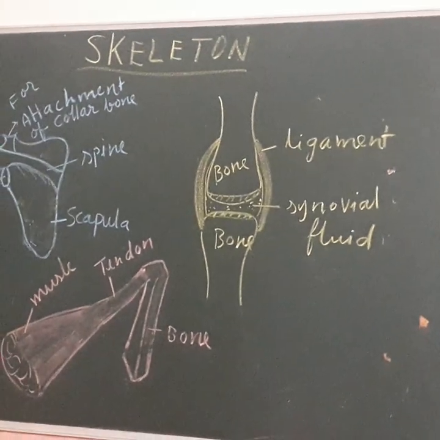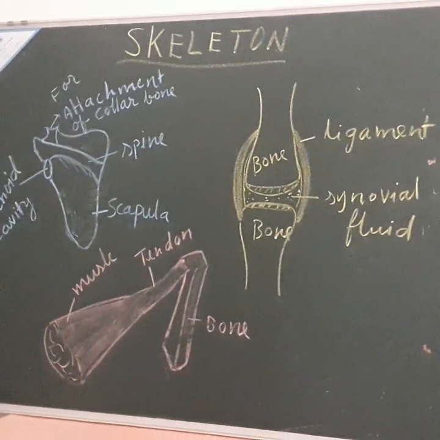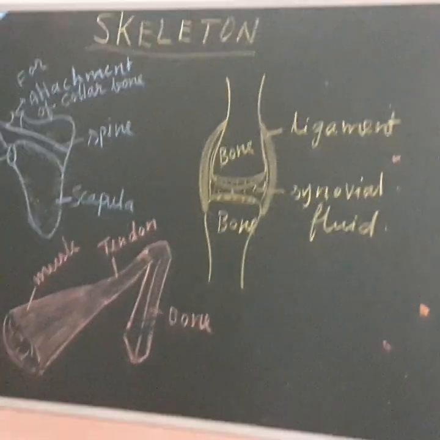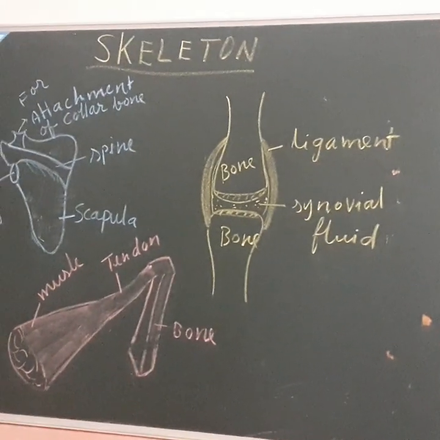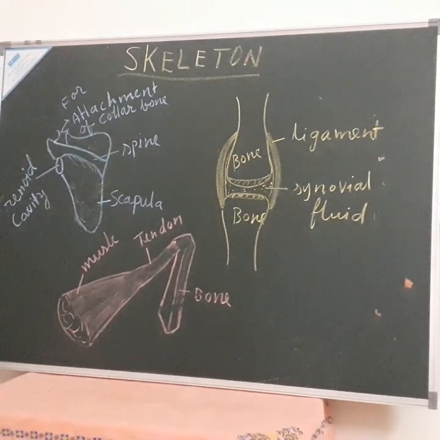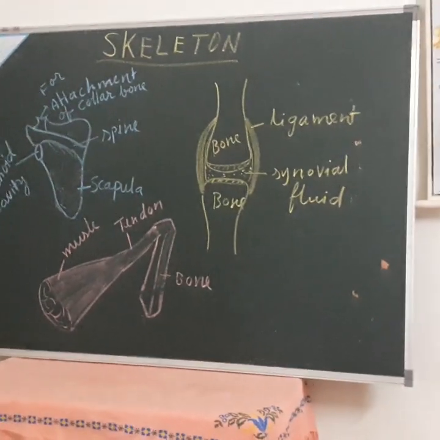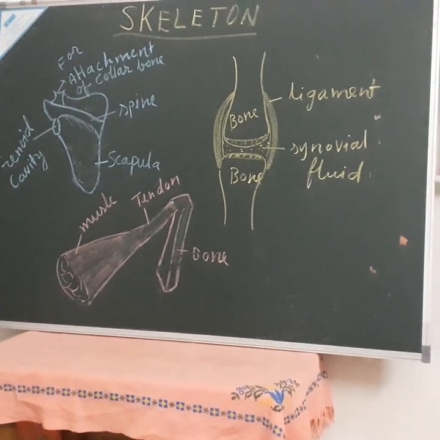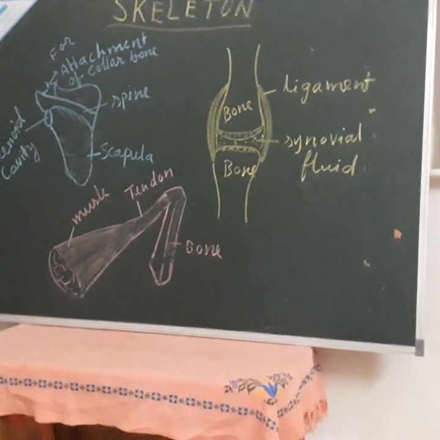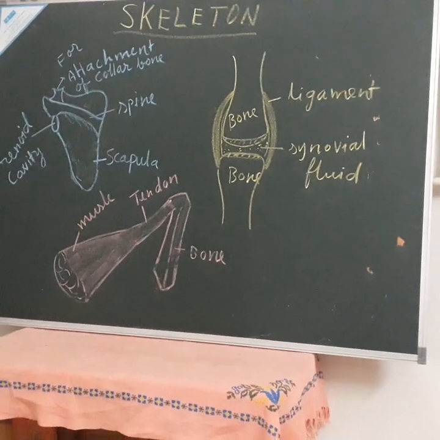Good morning, students. Today we will be studying about the skeleton. In the previous class we have already seen about the axial skeleton. Today we will see about the appendicular skeleton. In the appendicular skeleton come the bones of the limbs.